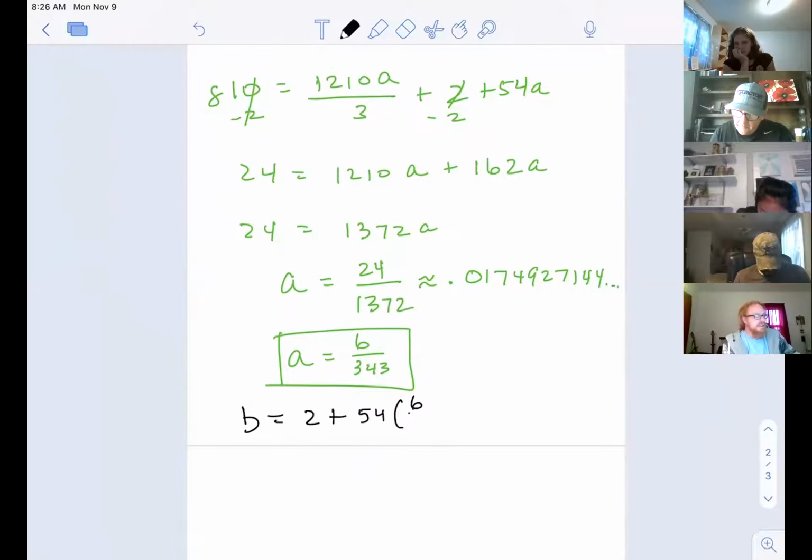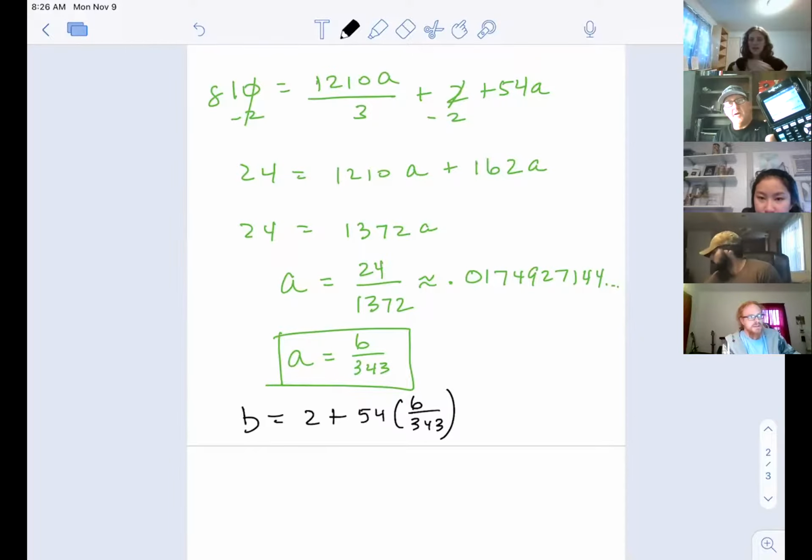And since A is 6 over 343, again, I'm going to cheat on my calculator. That looks like a disaster, so I'm going to literally type what that says: 2 plus 54 times 6 divided by 343. It's going to give me some horrific decimal, 2.944. Notice that agrees with the guess a minute ago, 2.95. And now I'm going to go to math and say, convert that to a fraction for me. And it says 1010 over 343.